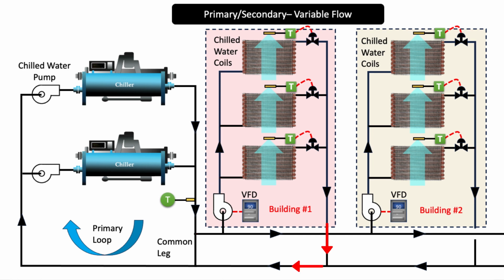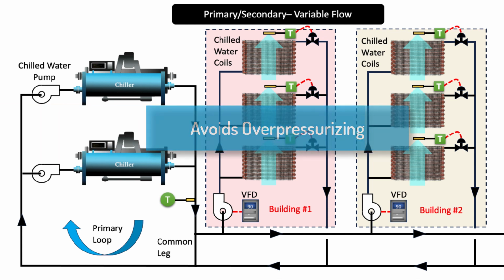These pumps will also operate using VFDs to match the load of the coils they serve. Energy efficiency. The primary-secondary design allows for more precise control over the distribution of chilled water to the loads. This avoids over-pressurizing the secondary loop, which can occur when the secondary pumps are located within the central plant.